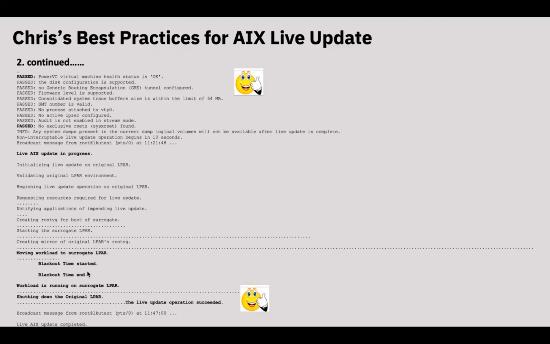Once that's completed, we can shut down the original because we no longer need it. Our workload is now running on the patched kernel, on the new surrogate VM, and the original LPAR can be removed from the system. Once you see that, everything looks good, live update completed, and that looks like it has completed successfully. So that's what you want to see in a typical live update.